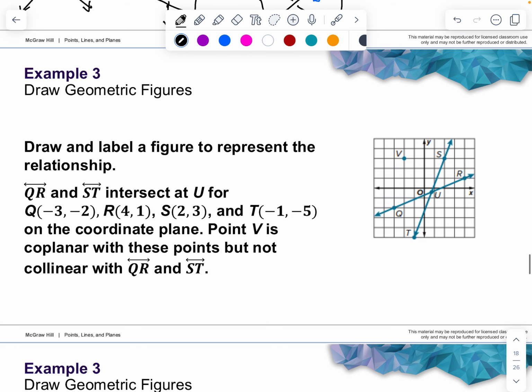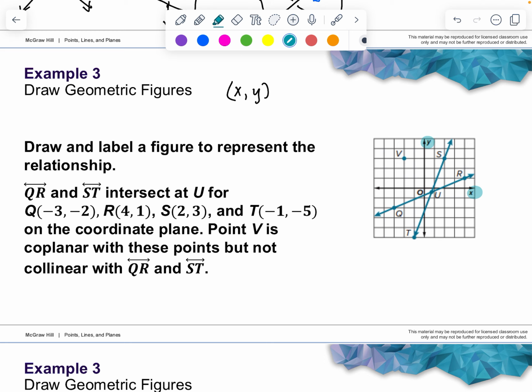Okay, so now an example. Draw and label a figure to represent the relationship. QR and ST intersect at U. And they're going to give you all of the information. Q and R, they give you the coordinates. S and T on the coordinate plane. This is really good for brushing up your algebra skills and remembering where those points are. Remembering that X's come first. It goes X and Y. Remembering that your X is over here, that your Y is up there.